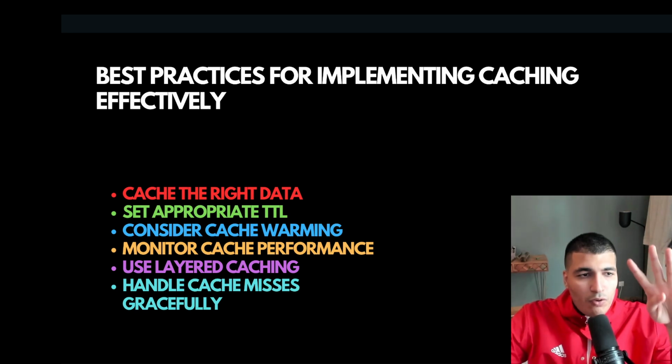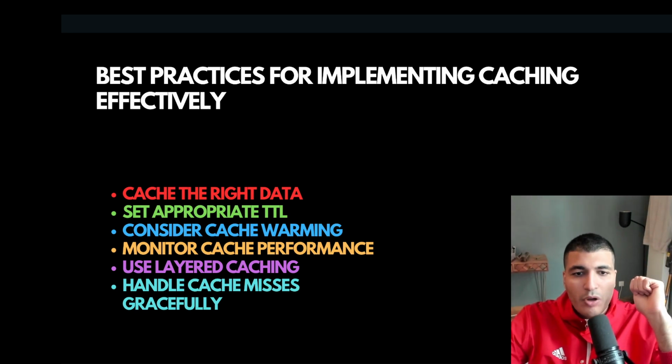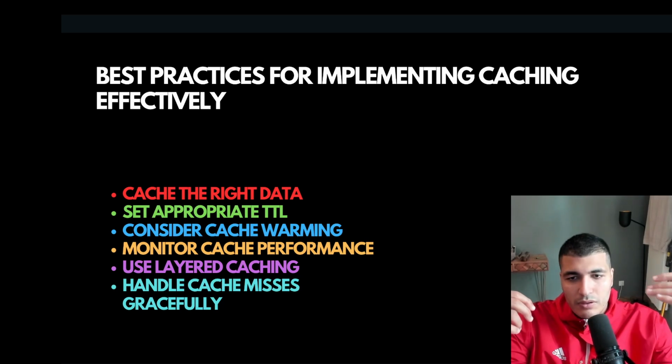Number four, monitor cache performance. Regularly monitor key metrics like cache hit-miss ratios, cache latency, and eviction rates. Use these insights to adjust your caching strategies and eviction policies based on actual usage patterns. Number five, use layered caching. Often the most effective approach is to implement caching at multiple layers. For example, client-side browser caching, CDN caching, server-side in-memory caching, and even database caching to maximize the performance benefits. So yeah, you need to use a lot of layers of caching.